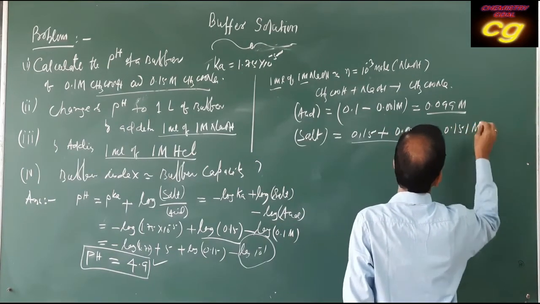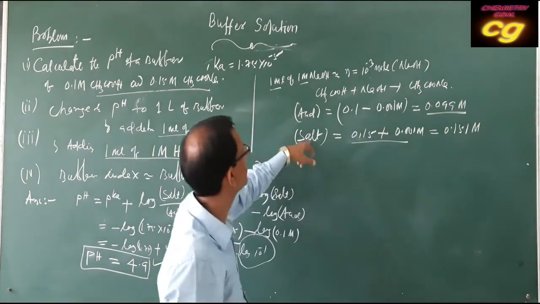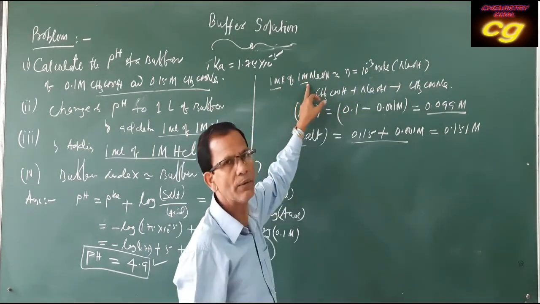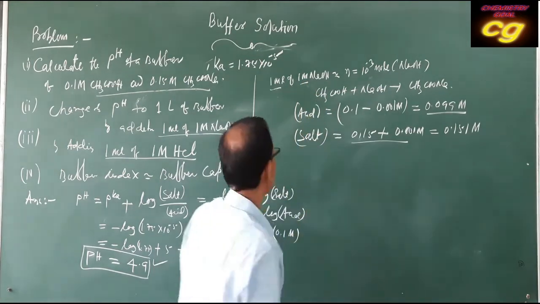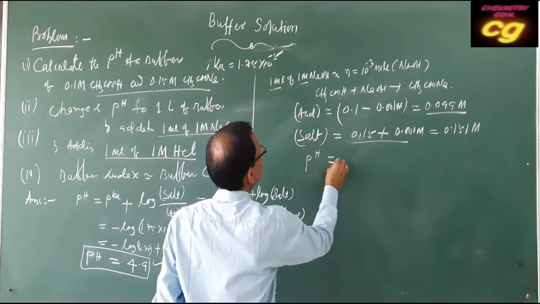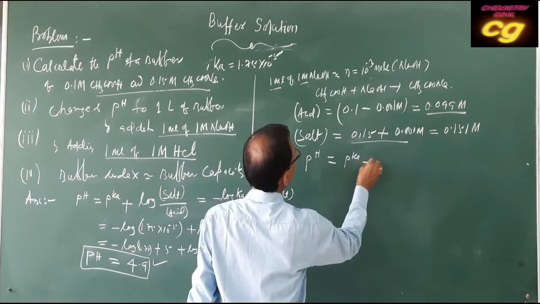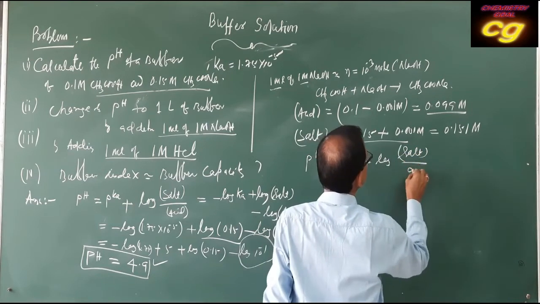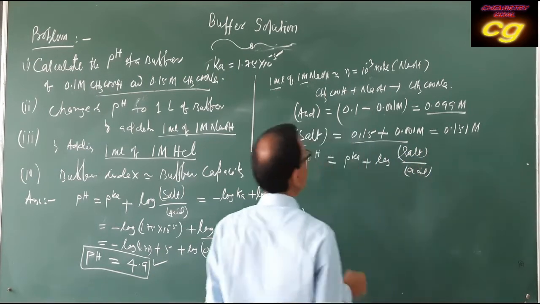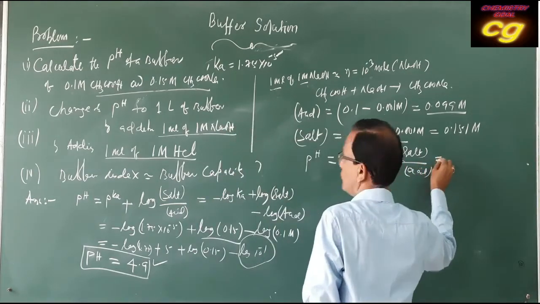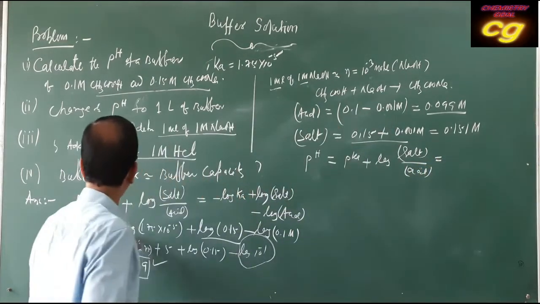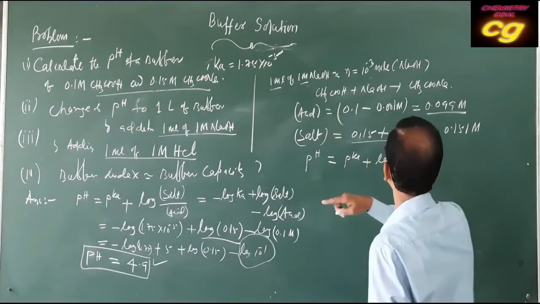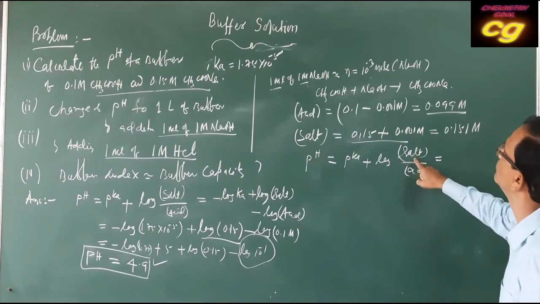0.151 m. So this is the salt concentration, and this is the acid concentration after addition of 1 ml of 1 ml. Then, with the acid concentration and salt concentration, what is the pH value? pH is equal to pKa plus log salt to acid. This formula we use. The pKa value is already calculated, so we put that previous value in, minus log of this much.